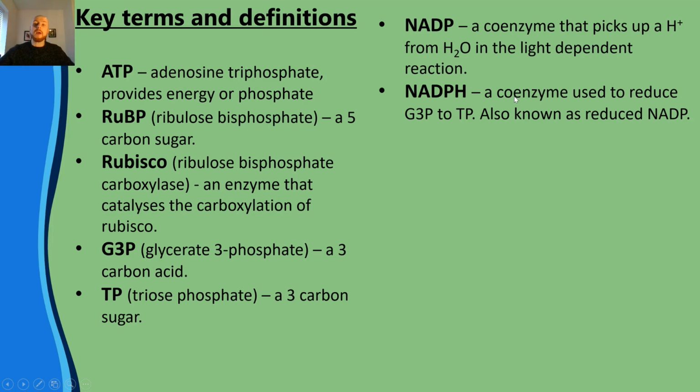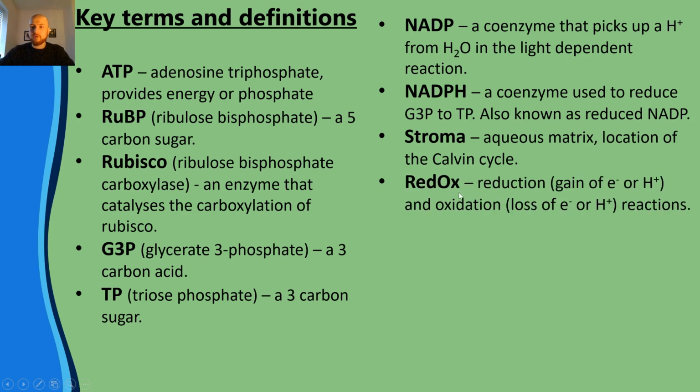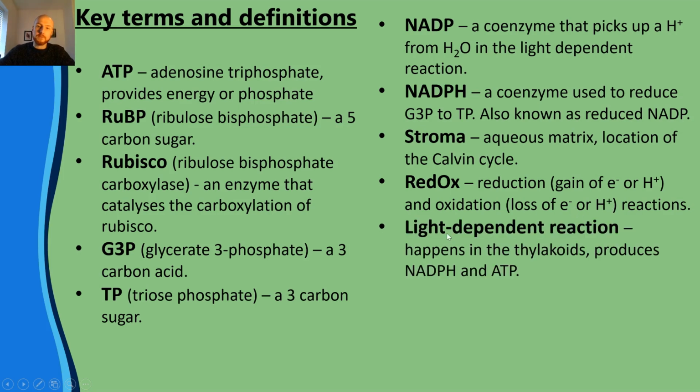And earlier in the video, we spoke about what reduction was, and we remembered the mnemonic OIL RIG. So oxidation is the loss of protons or electrons, or the gain of oxygen, and reduction is the gain of protons or electrons, or the loss of oxygen. Now, the stroma is that aqueous matrix we labelled in the chloroplast earlier, and it's the location of the Calvin cycle. Redox reactions are where we have the reduction, gain of electrons or hydrogen ions, and oxidation, which is the loss of electrons or hydrogen ions.